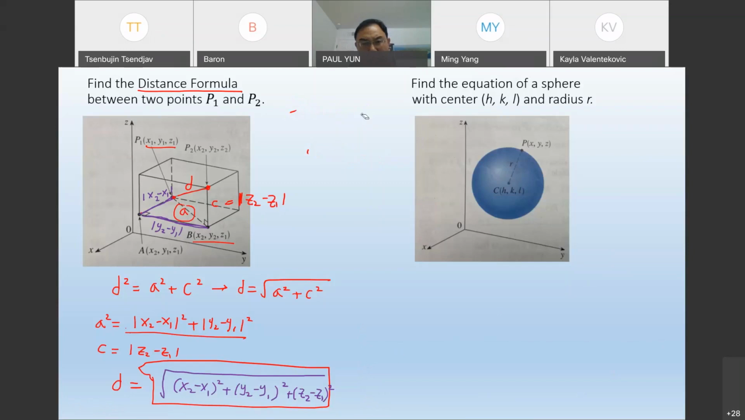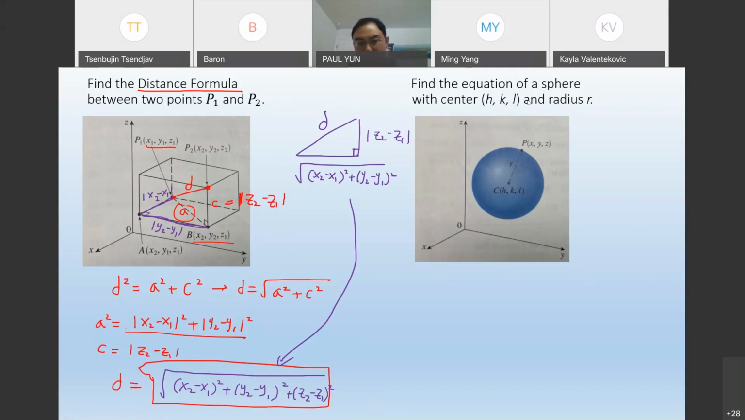Think of it this way. Isn't that what A is, the distance formula between two points? And D square equals this square plus that square. Make sense? Any questions?